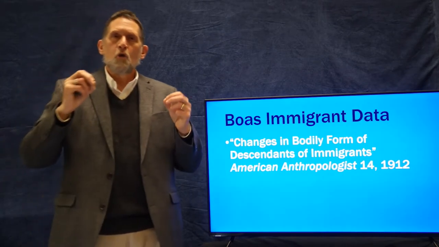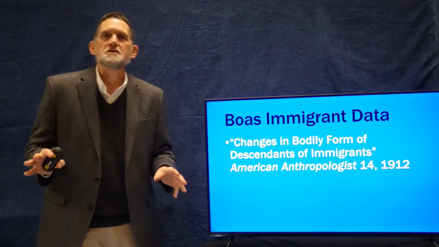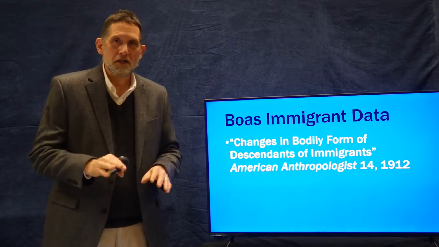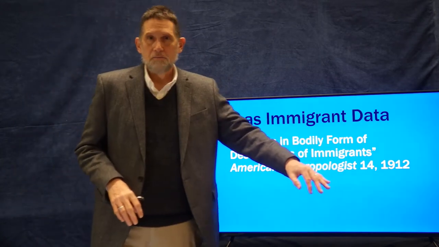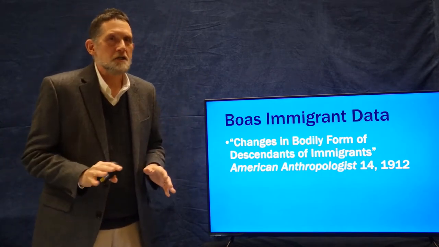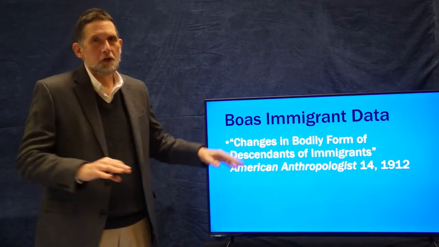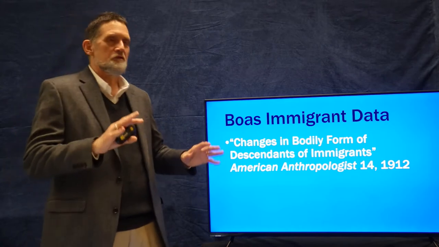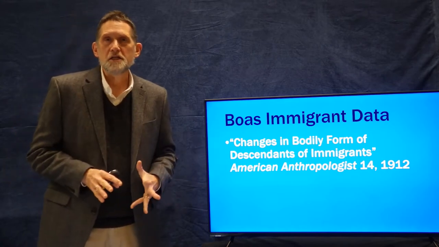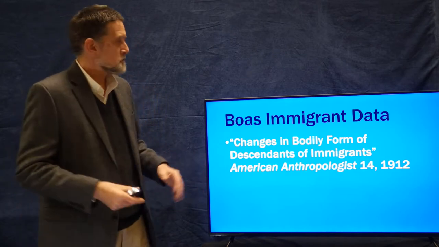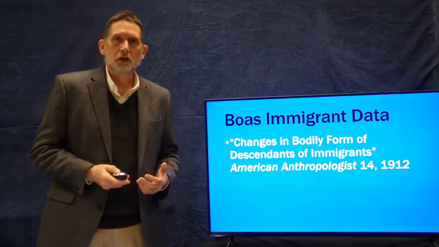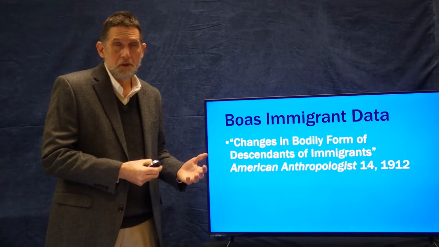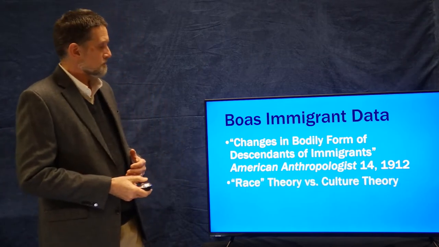For this lesson and for many of the lessons in this course, we are going to use a set of data from the father of American anthropology, Franz Boas, his immigrant data set. This is data on about 14,000 individuals that he reported on in 1912 in an article called Changes in Bodily Form of Descendants of Immigrants. He released these data in 1928, and they've been used ever since. They are about the physical characteristics of U.S.-born people versus their foreign-born parents.